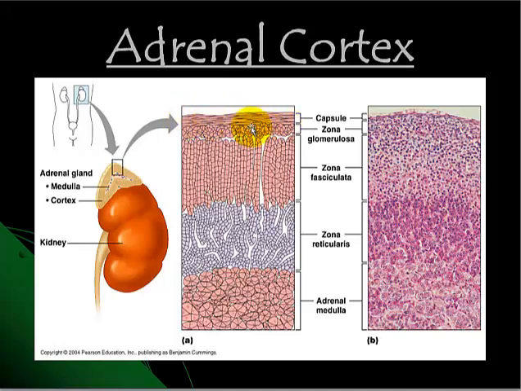connective tissue, and immediately below that is going to be the zona glomerulosa. The zona glomerulosa produces mineralocorticoids, which would be your salt-regulating hormones, and the primary one that you would know in part 2 endocrine would be aldosterone. I'll say a lot more about that throughout the semester. Aldosterone is a mineralocorticoid that comes from the zona glomerulosa.